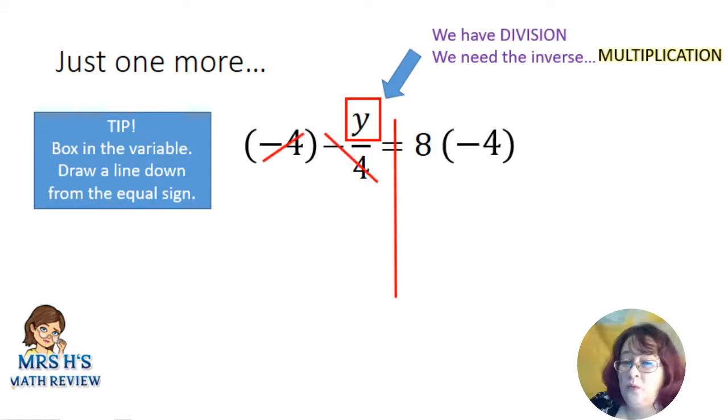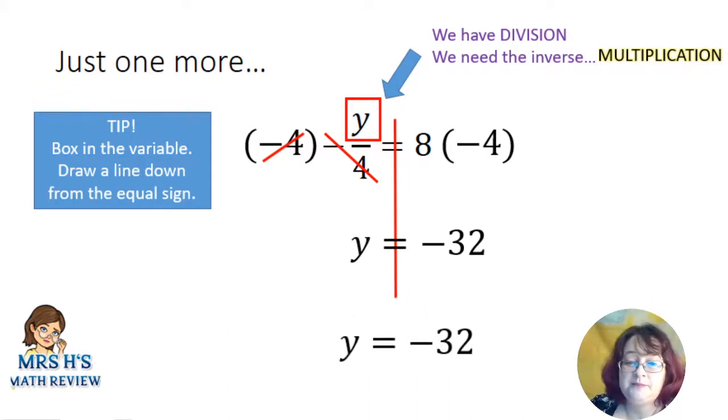It gives us 1. 1y is the same thing as just y. So I just mark those numbers out. And then 8 times negative 4 on the other side is negative 32. y is still there and equals is still there, so I just bring those down. y is by itself, and that means we are done.